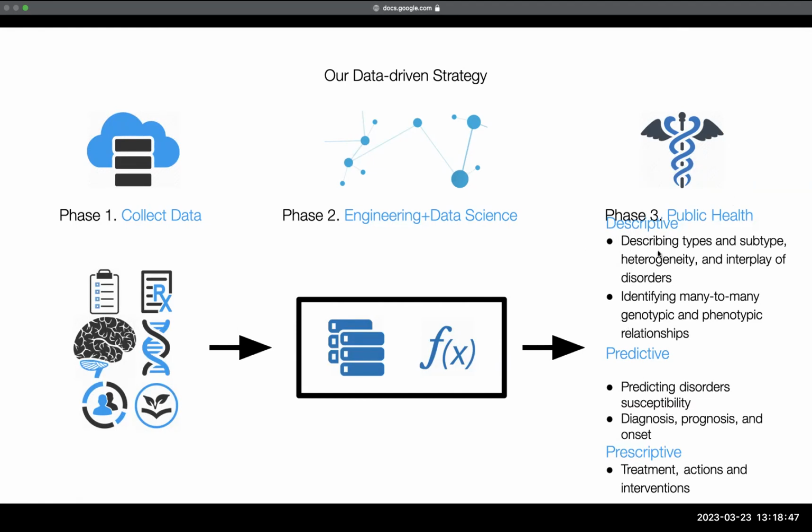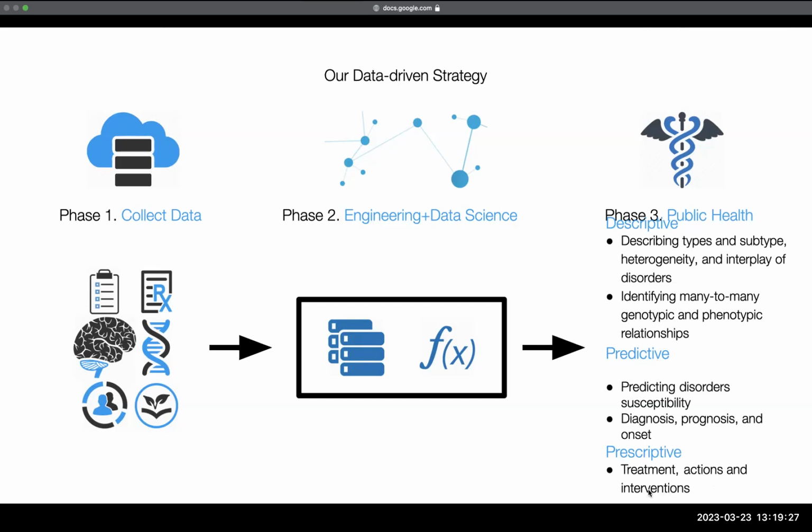And ultimately, we like to provide 3 values in terms of public health values. The descriptive values are: we like to describe types and subtypes of heterogeneity and interplay between disorders, identify many-to-many genotypic and phenotypic relationships. This phase is sort of unsupervised learning in many ways, that we like to extract new patterns that we don't have labels for. The second part is we like to provide predictive value, predicting disorder susceptibility, diagnosis, prognosis, when the onset is going to start. And those are prediction parts, a lot of supervised learning in that sense.